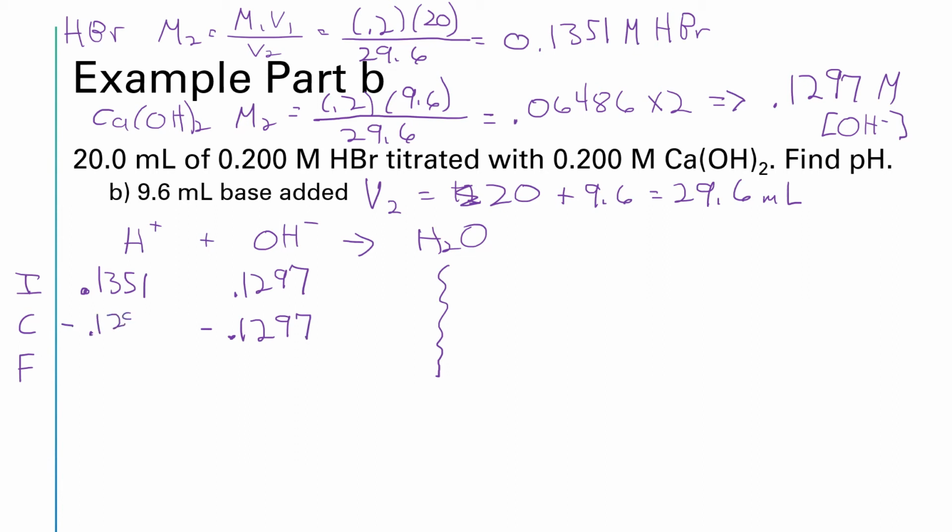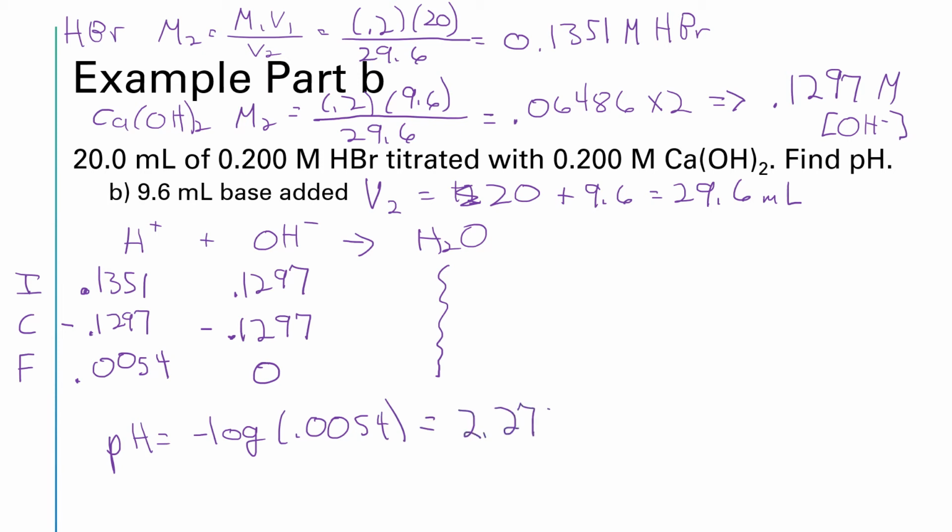And so we'll subtract 0.1297 from the acid, so that negative plus 0.1351. All right, so that's going to leave us 0.0054 molar H plus ion when all of that base has been added. So pH will be minus the log of 0.0054, or 2.270 to keep those 3 decimal places.